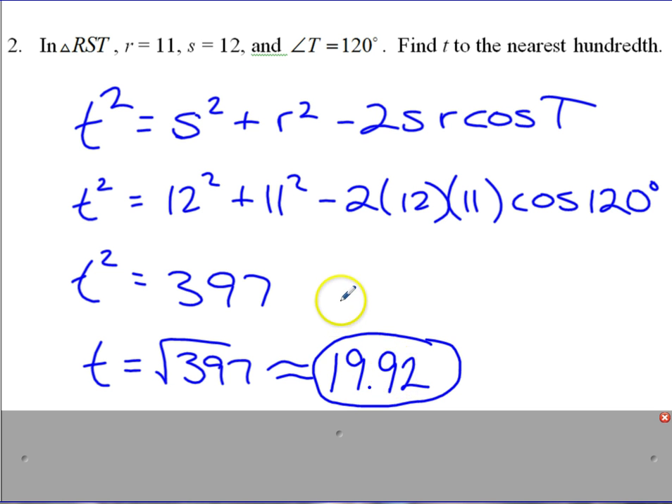But of course also, it can't be bigger than these two sides combined, otherwise we just don't make a triangle. The third side can't be larger than the other two sides combined. So 11 plus 12 is 23. This is less than that. It seems to fit. Let's go back to question number 1.